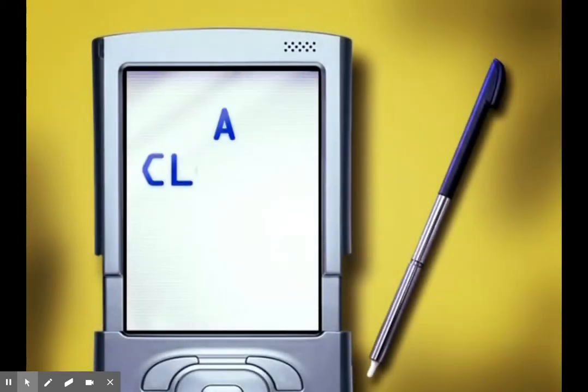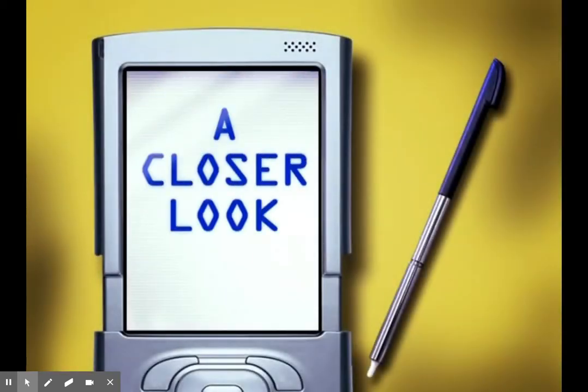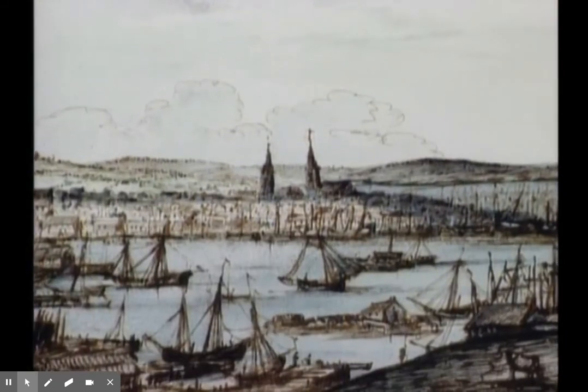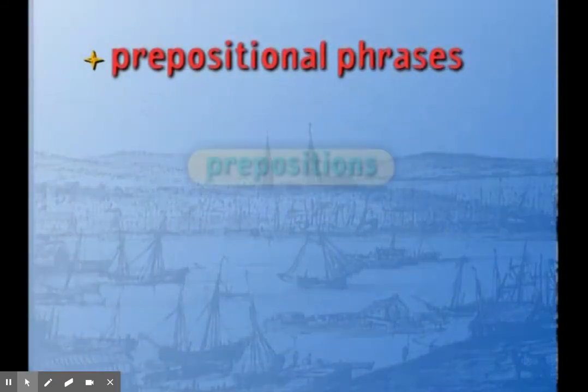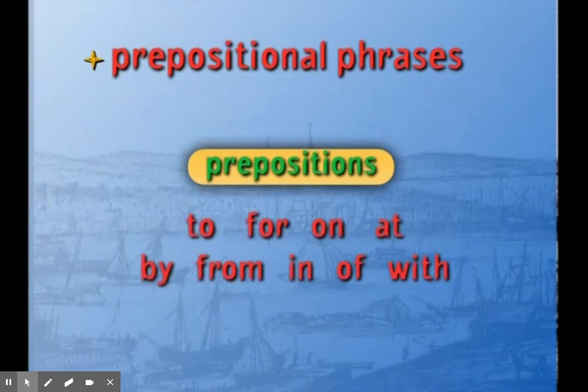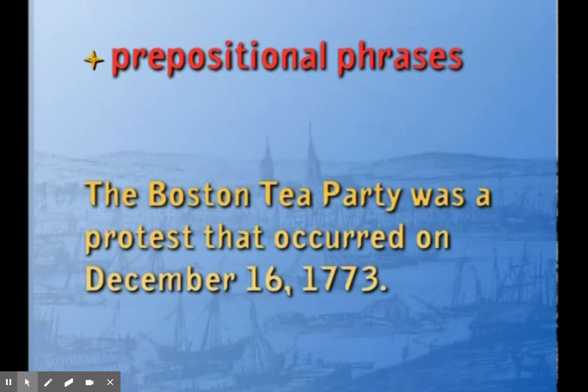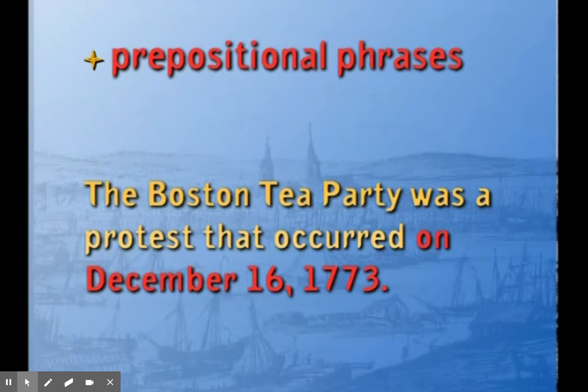Now that we have learned a bit about the Boston Tea Party, let's take a closer look at how prepositional phrases are used to add detail. Remember, a prepositional phrase contains a preposition, such as to, for, or on, and the object of the preposition. For example, "The Boston Tea Party was a protest that occurred on December 16, 1773." On is the preposition. The date, December 16, 1773, is the object of the preposition. The whole phrase tells you when the event happened.